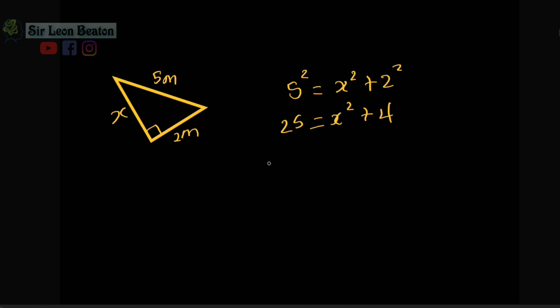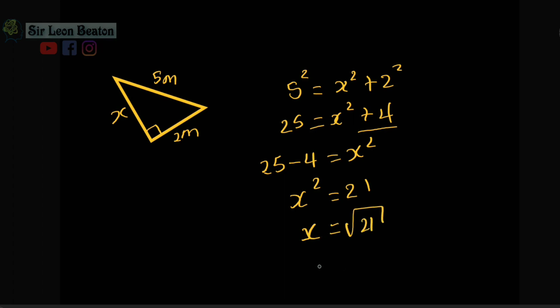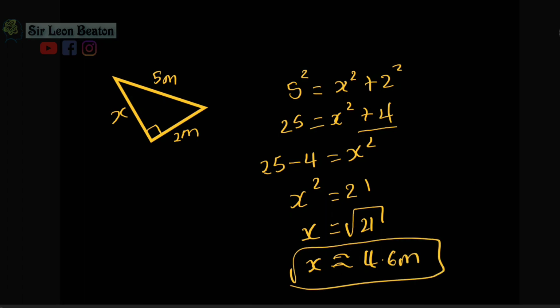So this will be 25. This 4 is adding here, so we take it off the equal sign and it will subtract. It is equal to x squared. So x squared will be equal to 25 subtract 4. That will give you a value of 21. So to find x, we just take over the square and it will become the square root of 21. And x will have a value of approximately 4.6 meters. And that there is the Pythagoras theorem.